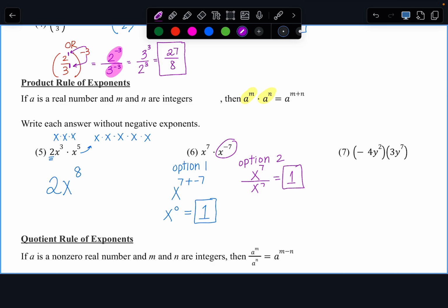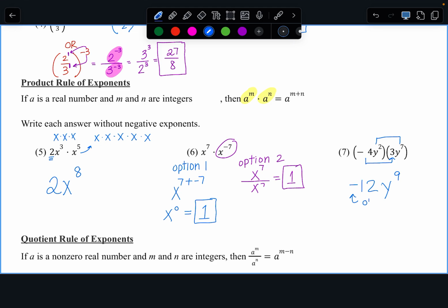All right, number 7. Makes it look a lot more confusing because there's parentheses around everything. We are simply doing -4 times 3. What's -4 times 3? -12. And then y to the 2nd times y to the 7th. It just means how many y's are there altogether? Y to the 9th. It is okay to have a negative number. It is not okay to have a negative exponent.